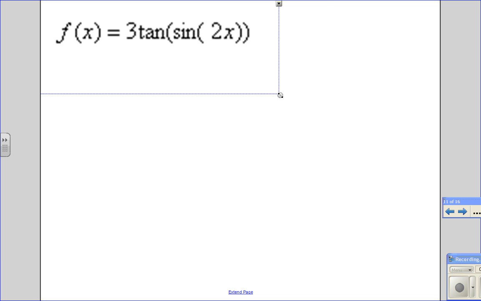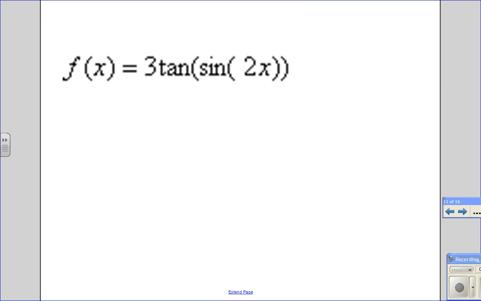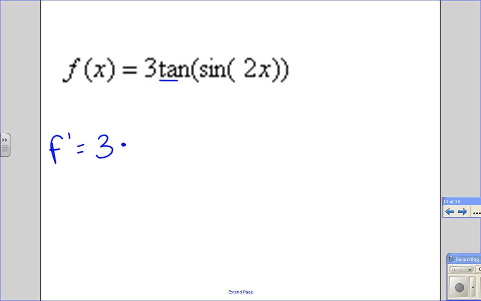Here's a souped up example. Let's take the derivative working from the outside in. All right, so here we're working from the outside in. The constant multiple rule applies in that the 3 is going to come down here and hang out. Just kind of chill, wait for a second. All right, let's work our way inside this function.